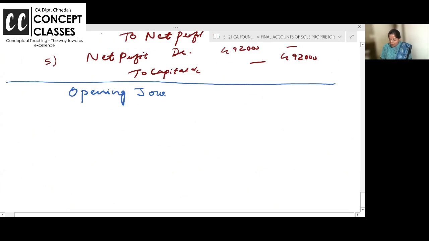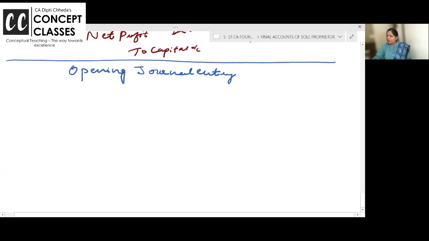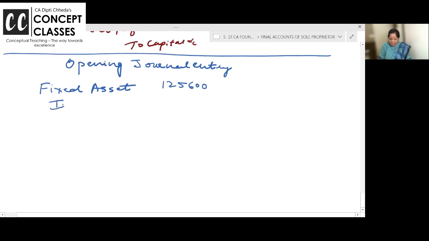You have to bring last year's closing balance now as opening. So what entry will we write? Opening journal entry. We will start from the asset side. Last year's closing and this year's opening. So fixed assets we are bringing 125,600. Inventories, problem number 6. Sorry, I missed it. Problem number 6, problem 5, you do it now.